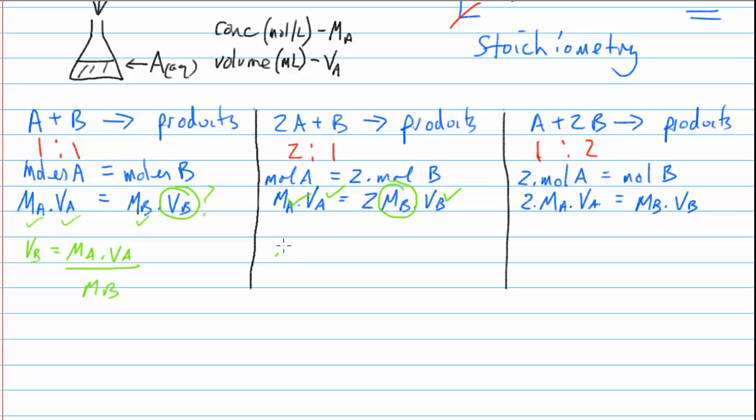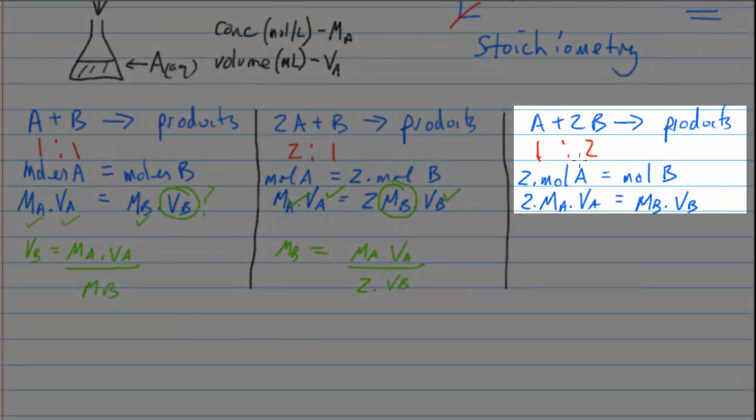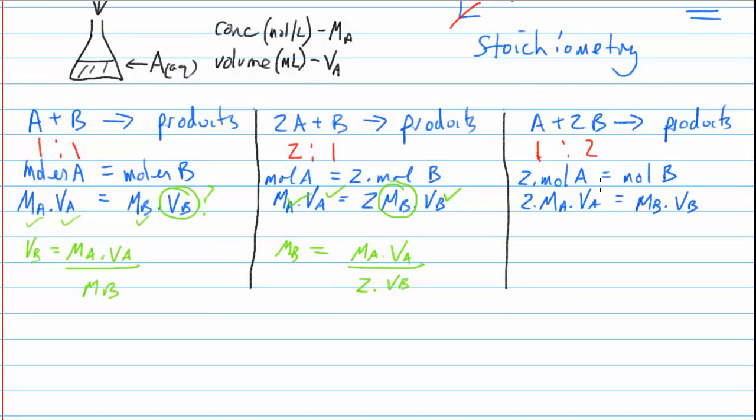The molarity of B would be equal to the molarity of A times the volume of A divided by 2 times the volume of B. And then just to finish off on this third example, where the stoichiometry is 1 to 2, let's say we did not know the volume of A, then we can solve for that again by rearranging this equation. The volume of A would then be equal to the molarity of B times the volume of B divided by 2 times the molarity of A.